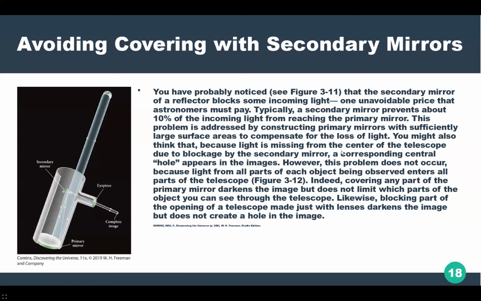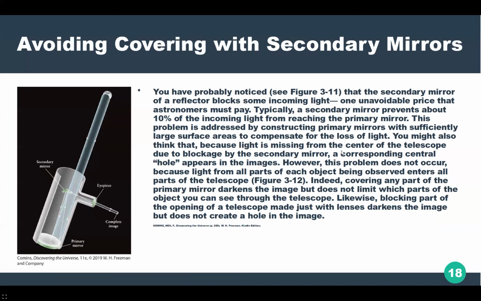You have probably noticed that the secondary mirror of a reflector blocks some incoming light, one unavoidable price that astronomers must pay. Typically, a secondary mirror prevents about 10% of the incoming light from reaching the primary mirror. This problem is addressed by constructing primary mirrors with sufficiently large surface areas to compensate for the loss of light. You might also think that because light is missing from the center of the telescope due to the blockage of the secondary mirror, a corresponding center hole appears in the images.